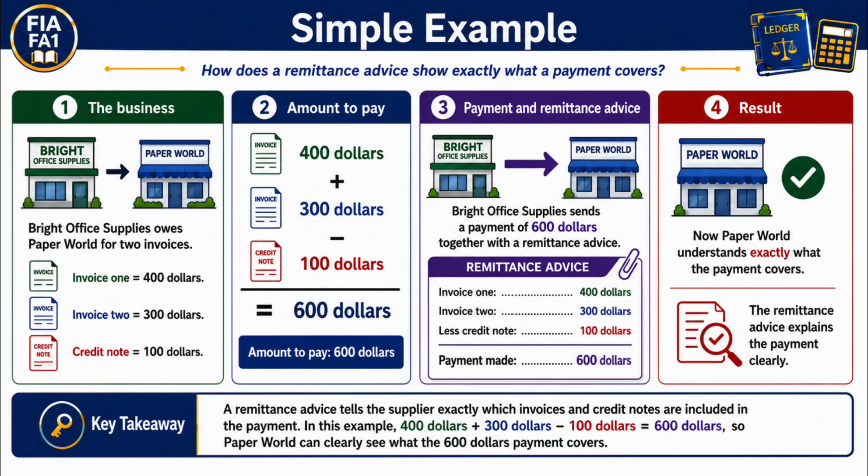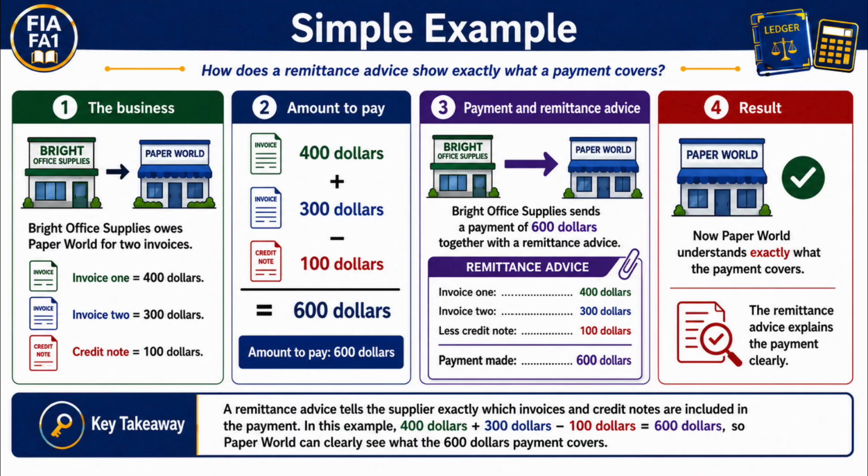Simple example. Let us imagine a business called Bright Office Supplies. Bright Office Supplies owes Paperworld for 2 invoices. Invoice 1 equals $400. Invoice 2 equals $300. Paperworld also issued a credit note for $100. Now the amount to pay is $400 plus $300 minus $100 equals $600. Bright Office Supplies sends a payment of $600. With the payment, it sends a remittance advice showing Invoice 1, $400. Invoice 2, $300. Less credit note, $100. Payment made, $600.